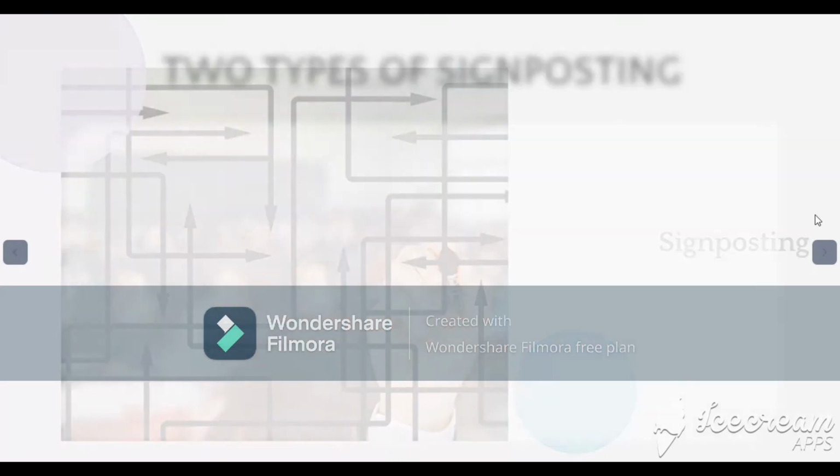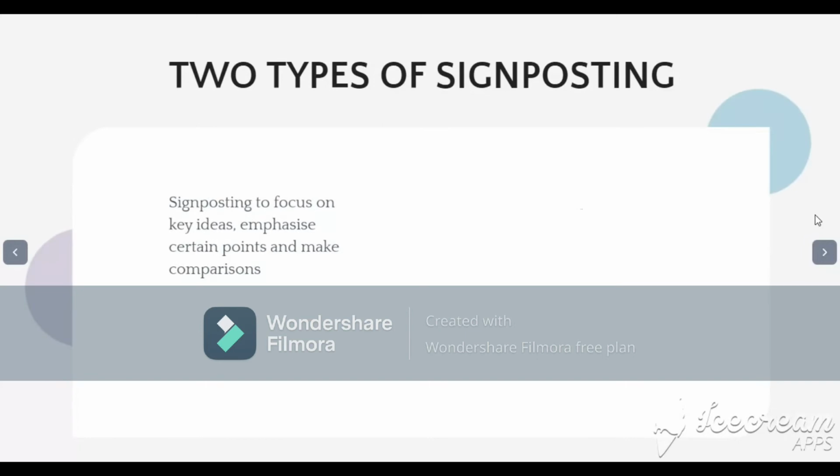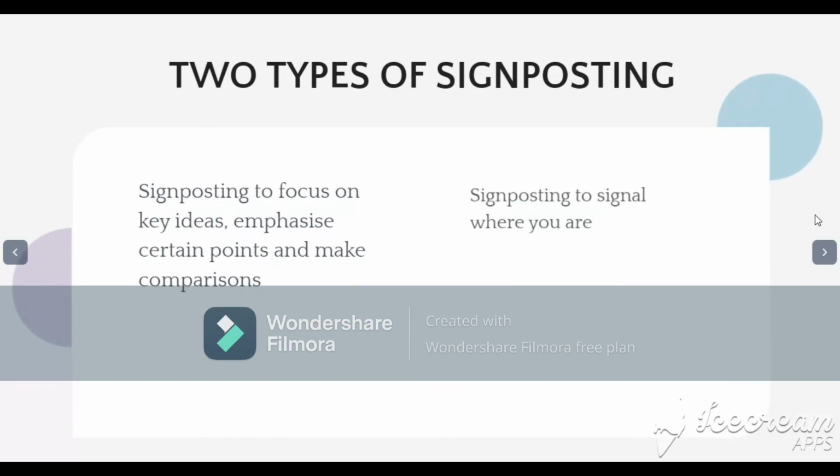There are two types of signposting. The first one is to focus on the key ideas, emphasize certain points, and make comparisons. And the second one is signposting to signal where you are. Normally, the one that focuses on ideas is used when you want to introduce the main idea. For example, now we have come to our second point, or let's move on to the final point. Or it can also be used in giving examples.